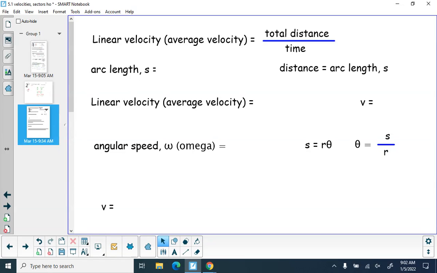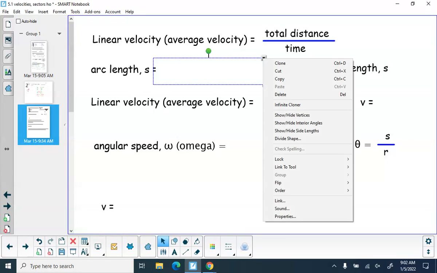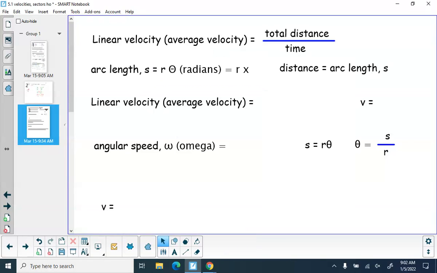So what we talk about with respect to linear velocity, your average velocity is whatever your total distance is divided by your amount of time. Well, when I talk about an arc length, your arc length is calculated as your radius times x. Radius times x, that's our arc length. Your fractional part times x.